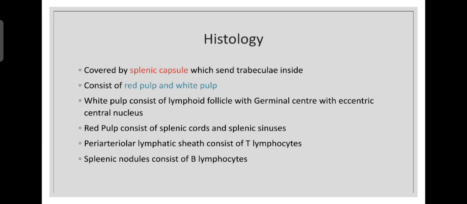Then we move on to the histology of spleen. Spleen is covered by a capsule. First we move from the outer aspect to the inner aspect. So on the outer aspect, spleen is covered with the capsule, which is called a splenic capsule, which sends trabeculae inside into the substance of the spleen, so that the interior is somewhat divided.